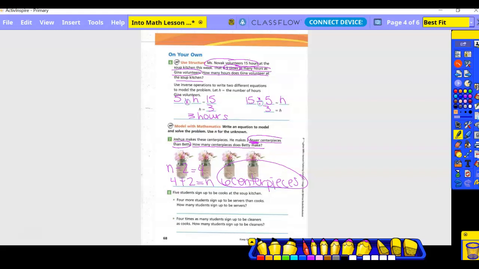5 students signed up to be cooks at the soup kitchen. 4 more students signed up to be servers than cooks. How many students signed up to be servers? So we have this. So more. So in our original one, we need to do what? Well, we would just do 5 plus 4 equals what? Equals N, and N equals what? 9. So 9 students.